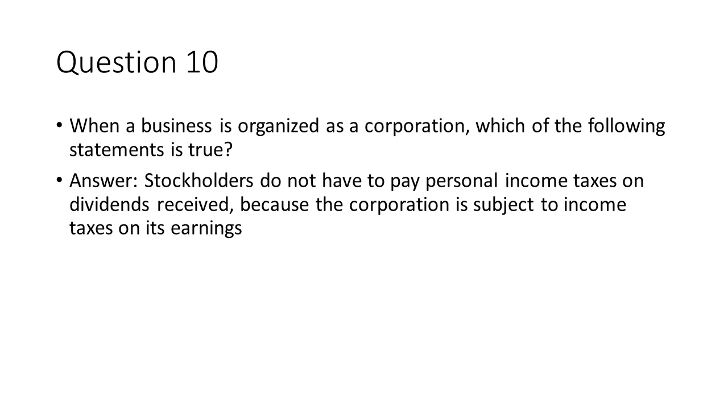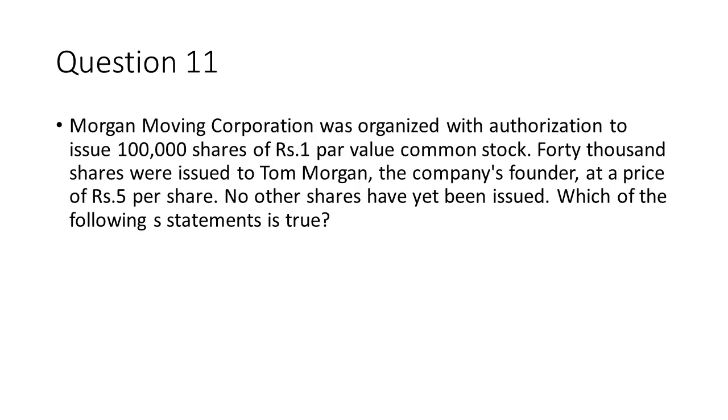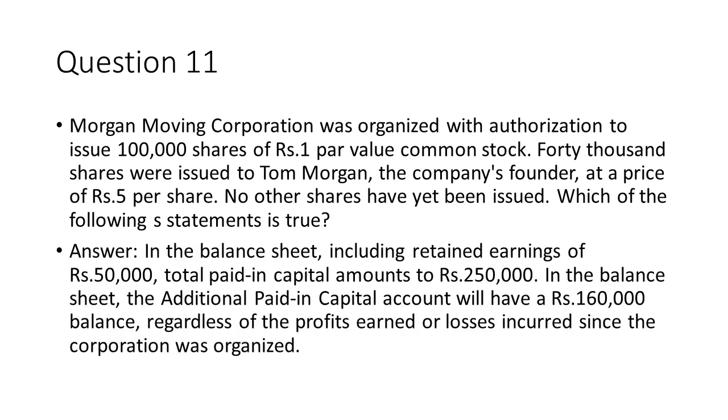Morgan Mowing Corporation was organized with authorization to issue 1 lakh shares of Rs 1 par value common stock. 40,000 shares were issued to Tom Morgan, the company's founder, at a price of Rs 5 per share. No other shares have yet been issued. Which of the following statements is true?